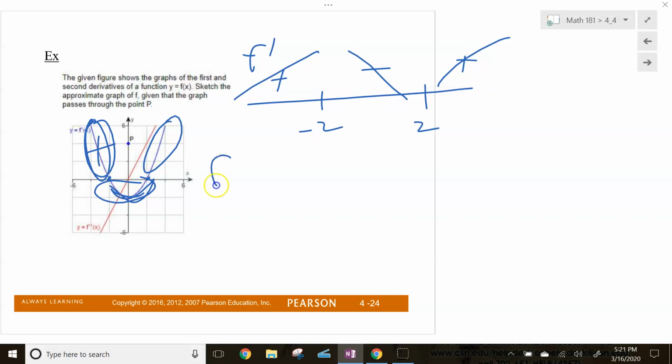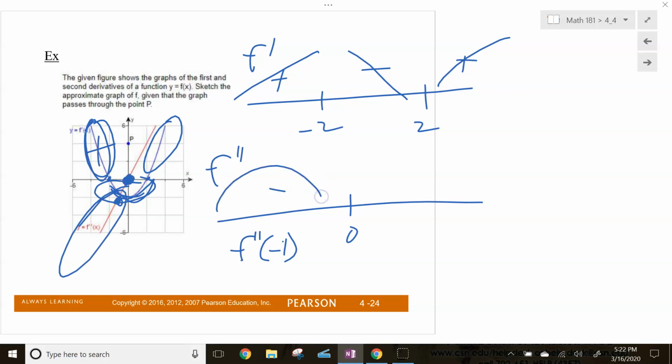Now let's look at the red one, f double prime. Where's f double prime equals 0? Well, right there, it hits 0. There's our critical point. If I plug in f double prime of like -1, it's a negative y value. So anything over here is negative, which means the original function must be concave down. If f double prime is positive over here, that means the original function must be concave up. Let's see if we can get a picture of that.